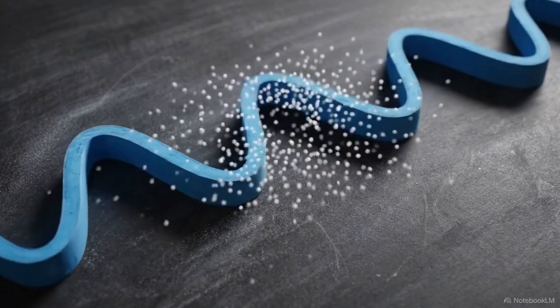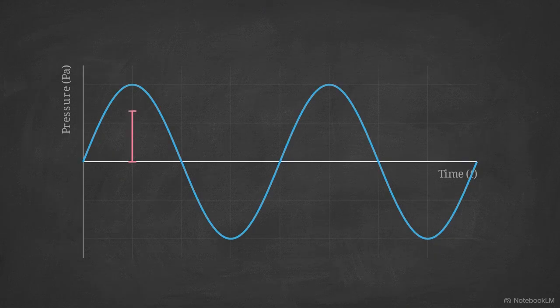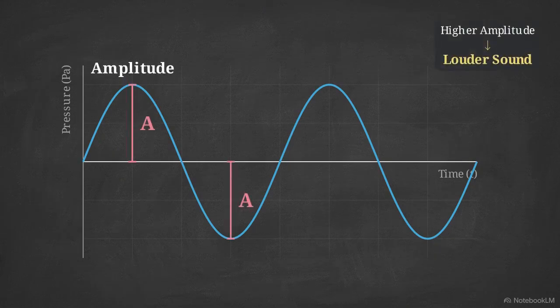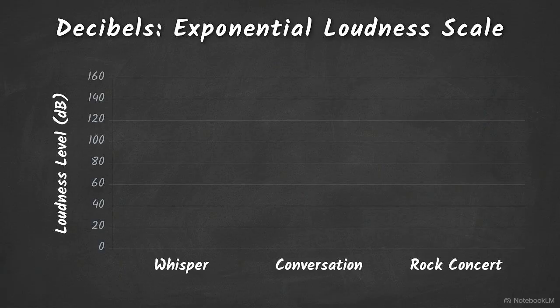This diagram shows a standard sine wave representing our pressure variations. The vertical height of this wave, measured from the center line to the peak, is the amplitude, or A. Amplitude measures how much pressure the wave exerts. In human hearing, this directly translates to perceived loudness. A higher amplitude means a louder sound. We measure this loudness in decibels, or dB.